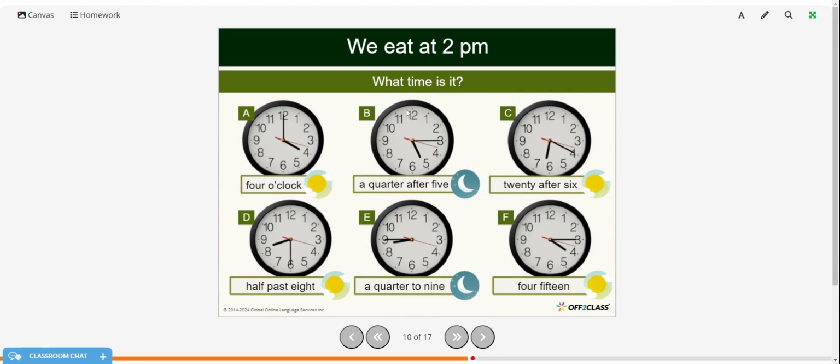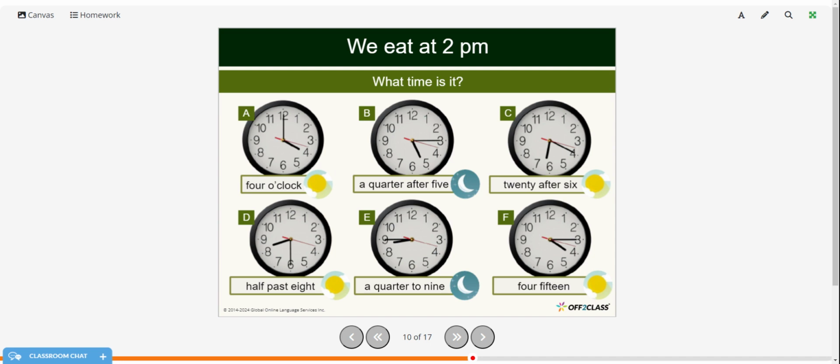All right, so we're going to look at telling time. So this clock is showing 4 o'clock. Small hand is pointed to the 4, the large hand is at the 12. A quarter after 5. So here we have the small hand at 5, and each of these represents 5 minutes. So 5, 10, 15, so a quarter would be 15, so either 5:15 or a quarter after 5.